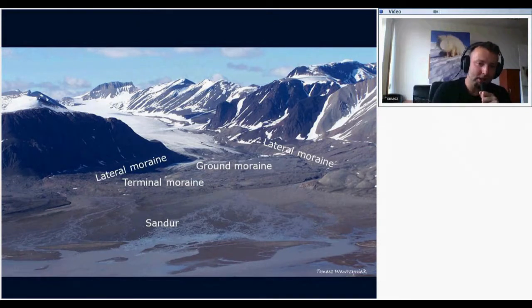In case of terminal moraine, it was in the front. There are lateral moraines on sides of the glacier. And there's also ground moraine. The material that was on top, inside, and underneath the glacier stays there as ground moraine. All waters that flow from the glacier transport also the sediments, and these sediments are laid down in front of the glacier and they produce sanders.